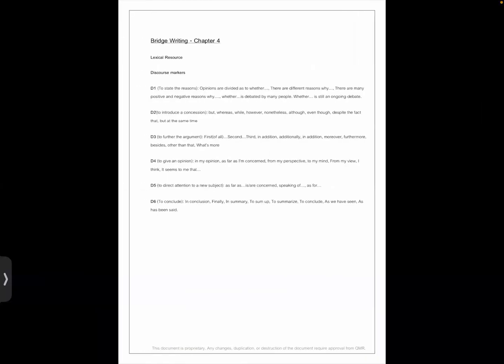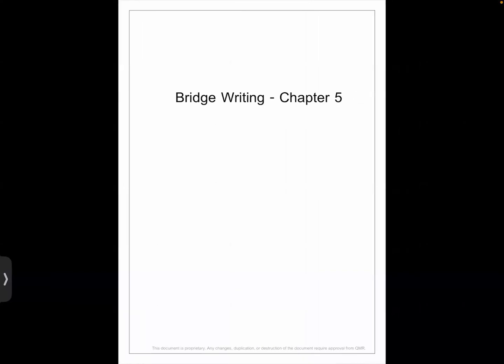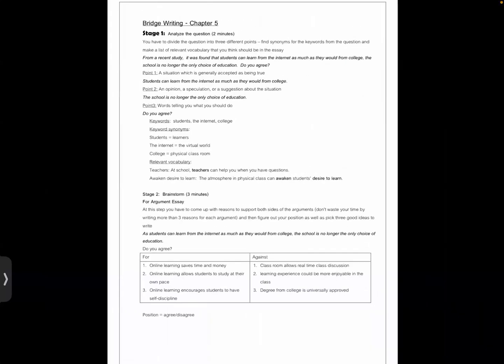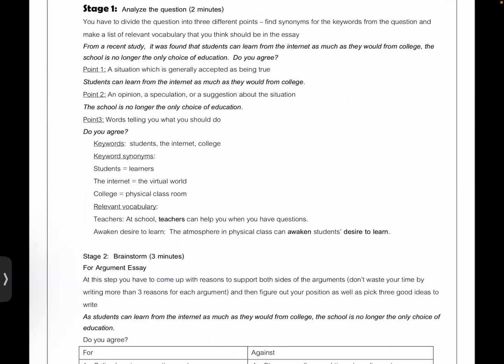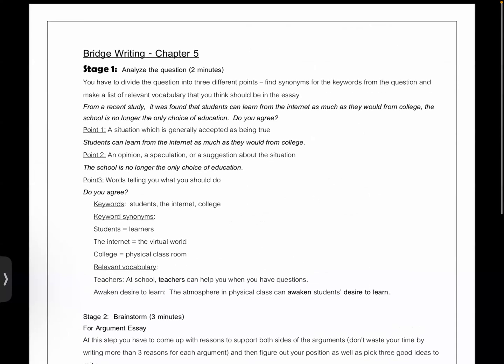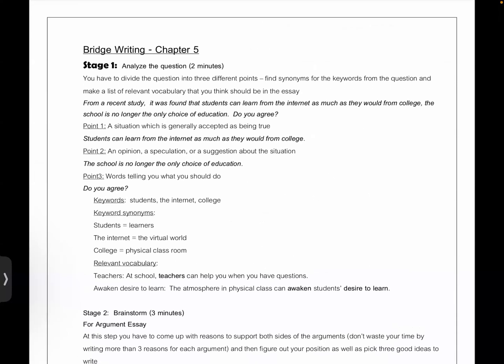So that's all for chapter 4. Moving on to chapter 5. In chapter 5, we'll be looking at different stages to produce an essay. Most of the time, we will begin by analyzing the question. This is a very crucial step. You don't want to jump right into brainstorming unless you have developed a clear understanding of the question.